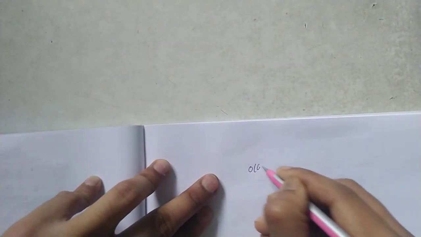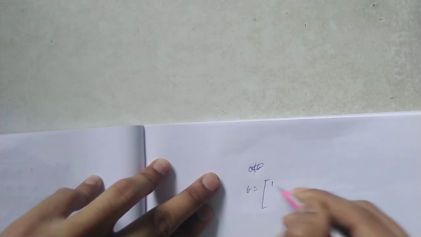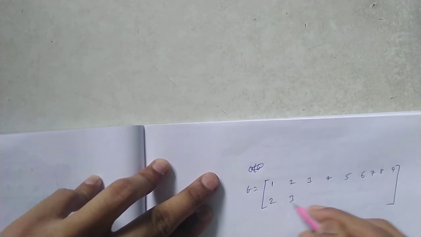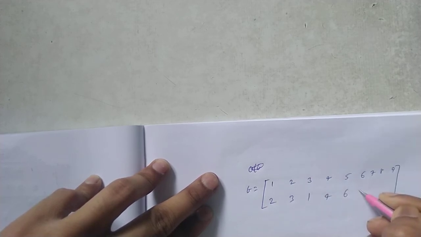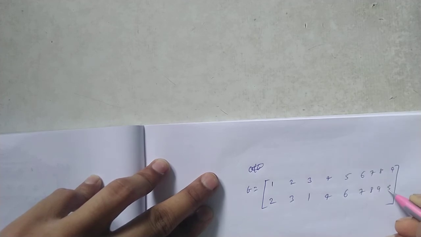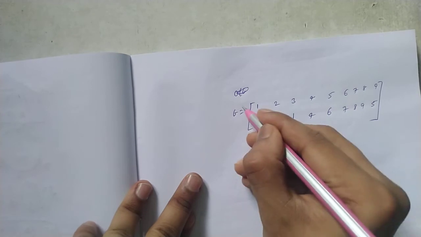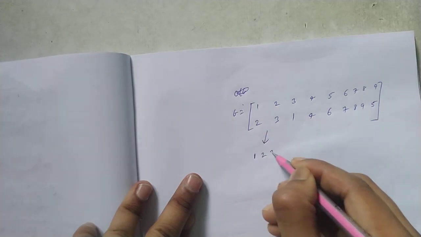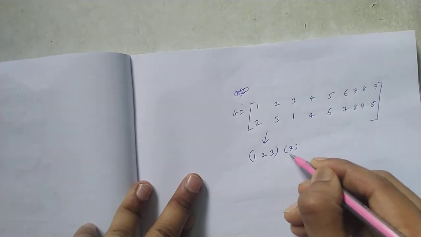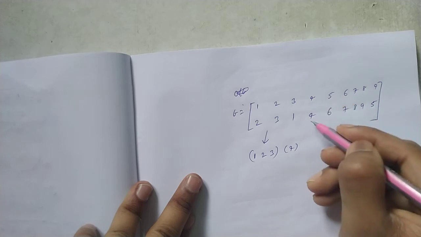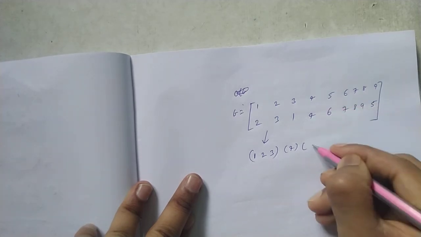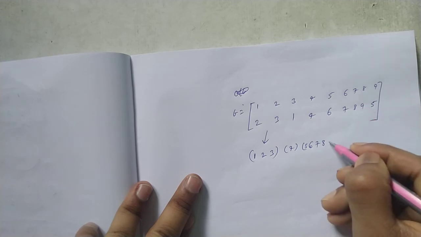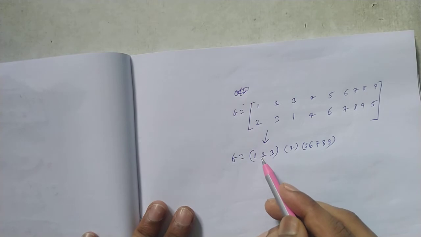Now for order, let F be the given permutation: 1 2 3 4 5 6 7 8 9 on top, and 2 3 1 4 6 7 8 9 5 below. This given permutation can be expressed as a product of disjoint cycles: the image of 1 is 2, 2 on 3, 3 on 1, and the image of 4 is 4. This is the identity permutation, because the image of the element is itself. And the image of 5 is 6, 6 on 7, 7 on 8, 8 on 9, 9 on 5. This is the product of disjoint cycles.